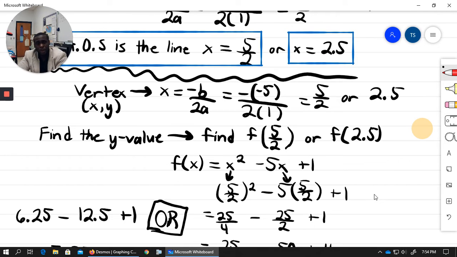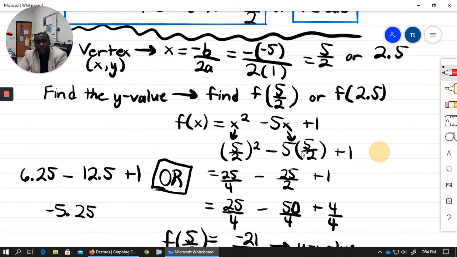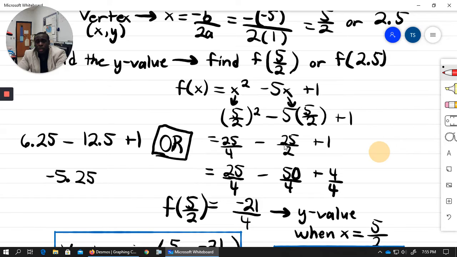And again, folks, remember that means that we are finding the y value at this particular x value. So when we do that, we've got to replace each x value in that equation with the input value. And again, guys, I love fractions, so I've written this out as fractions. When we square 5/2, we wind up getting 25 over 4. When we multiply -5 times 5/2, we get -25 over 2. And then, of course, the plus 1 is just the plus 1.